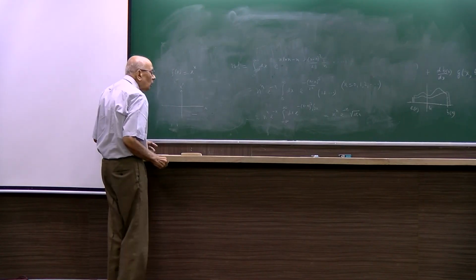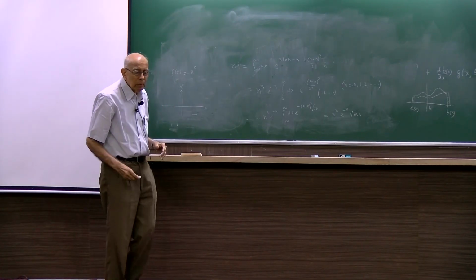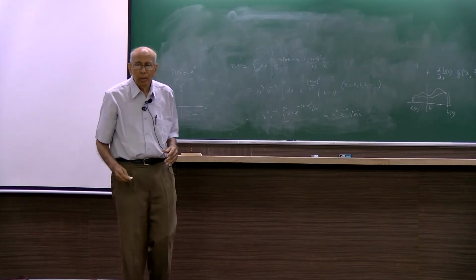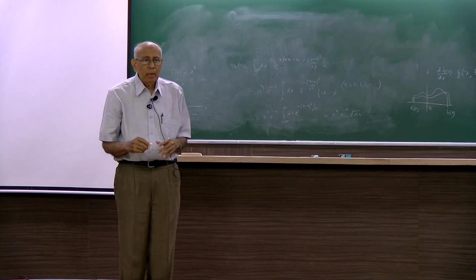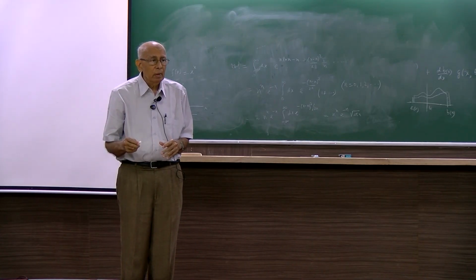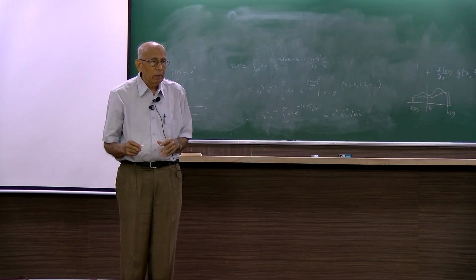What does it do at 0? 0 to the power 0, what should I do? How should I interpret 0 to the power 0? x to the x I write as e to the x log x. Now I let x go to 0. x log x, log 0 goes to minus infinity.